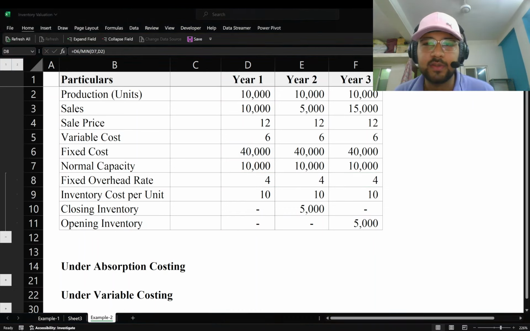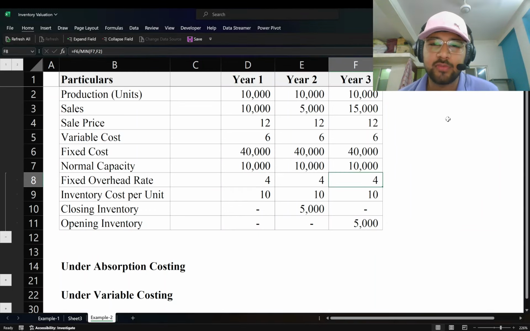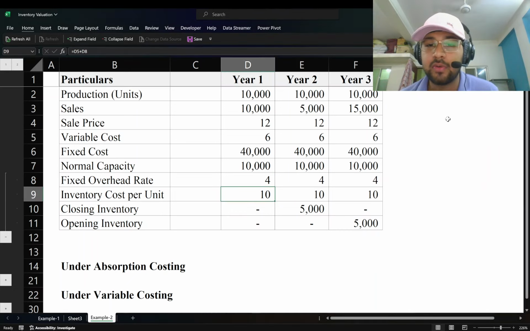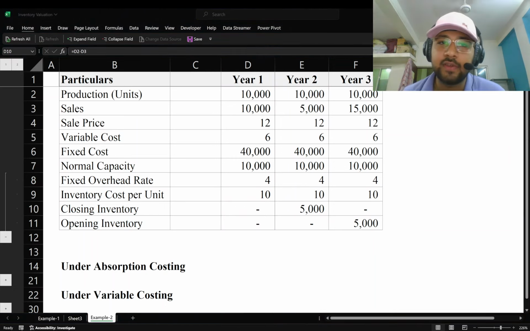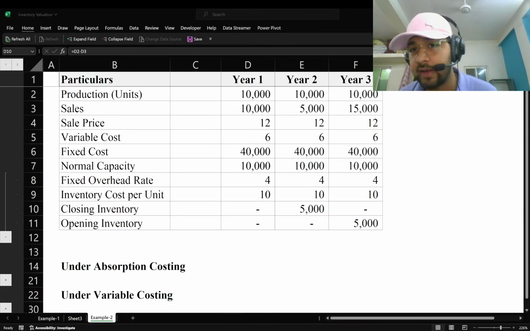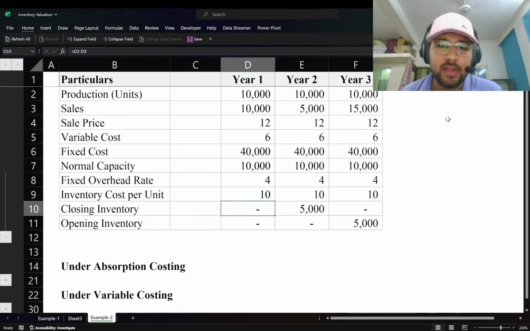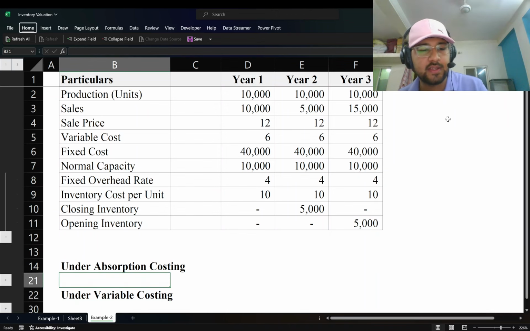Okay, so in this case, because everything is constant, we don't care about it. So it will come to 4,000 in all of these circumstances, that is, production units are equal to the normal capacity, therefore 4 is the absorption rate, constant. Inventory valuation, fixed cost plus variable cost per unit, would come to the inventory cost, that is 10. So closing inventory, we can calculate it straight away. In the first year we have produced everything, we sold everything, so we get 0. In the second year we produced 10,000, we sold 5,000, we have 5,000 closing inventory. And in the third year we had opening 5,000, we produced 10,000, we sold 15,000, so the closing is 0. That's fairly evident.